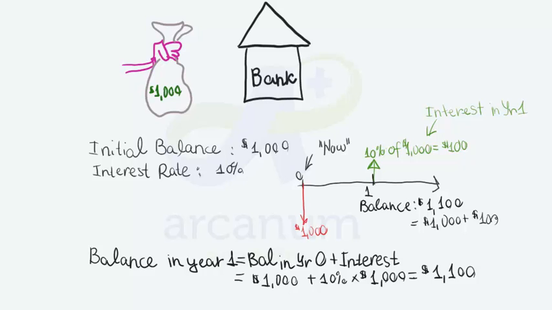Now, because this is something that we're going to take out of the bank and put into our pocket, that is the cash inflow, the cash flows towards us. Hence, you will see the arrow pointing up because it is a cash inflow.